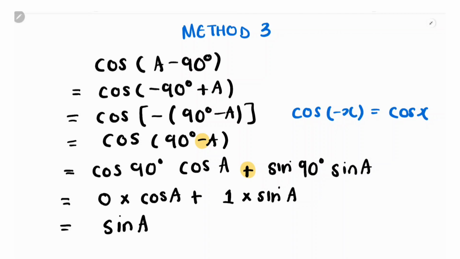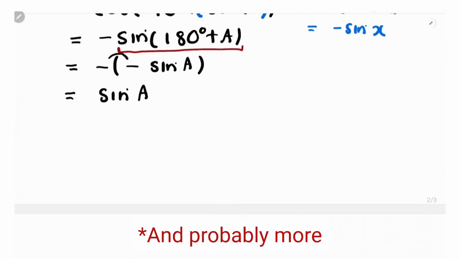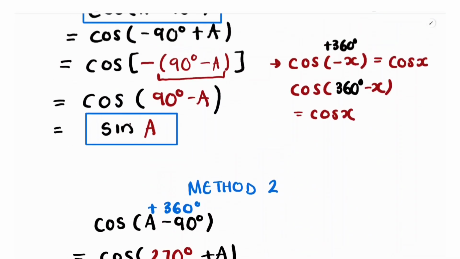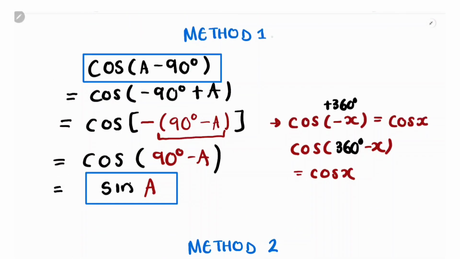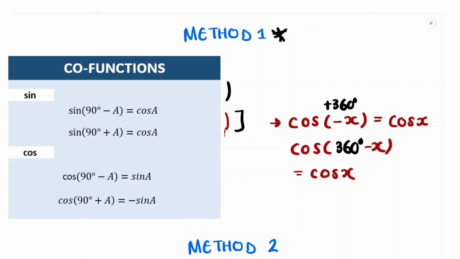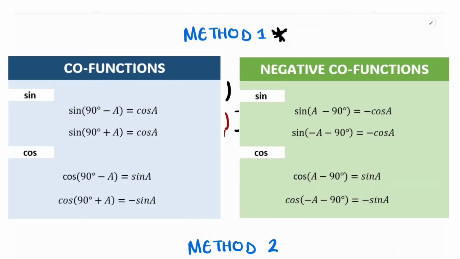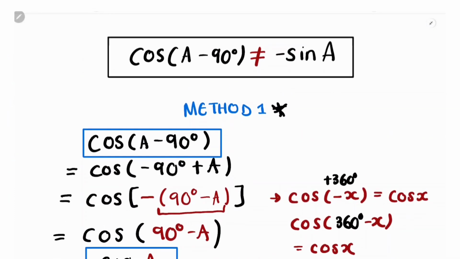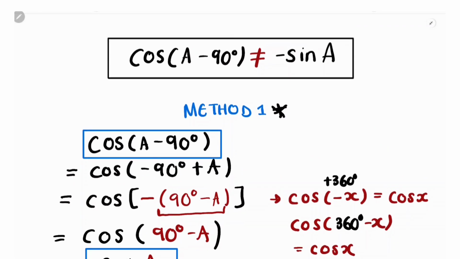So do you see that you have 3 methods that you can use to do this, but you need to remember how it simplifies. I would actually recommend method 1 as the easiest method to simplify this. So what you can do is actually study your cofunctions, the positive ones and the negative ones. Okay, so that is it for this video. That is why cos of a minus 90 degrees is not equal to negative sine of a.